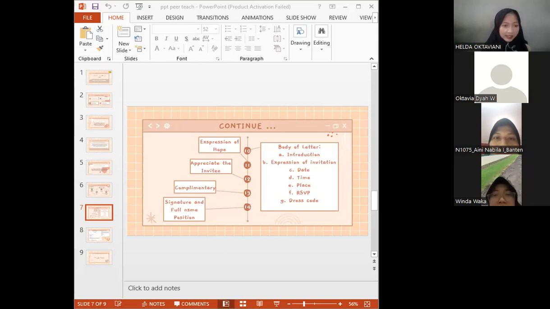Next is dress code, if any, and then the expression of hope. After you have mentioned the date, the time, the place, and the RSVP, express your hope that the invitee or the representative will come to your event, okay?